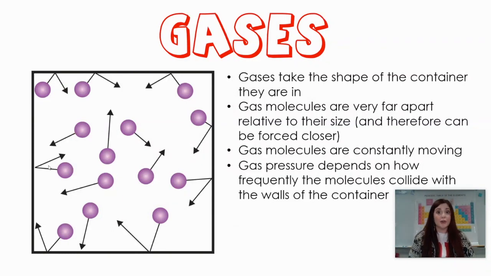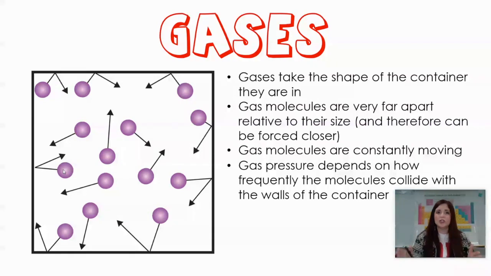The pressure of a gas depends on how frequently the particles are colliding with the container walls. So here, for example, you'll see that some of these particles, if they're constantly moving, are going to have to collide with the inside wall of the container.